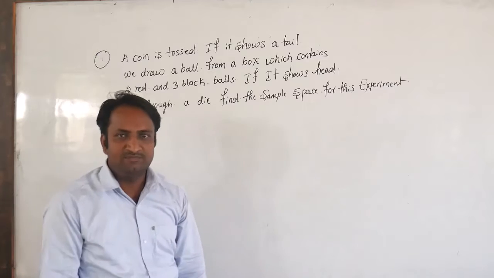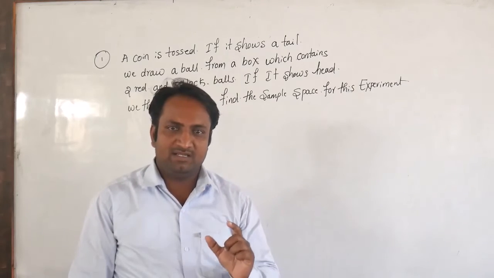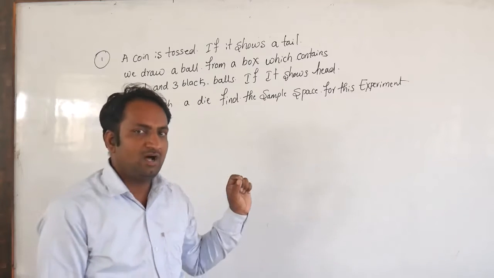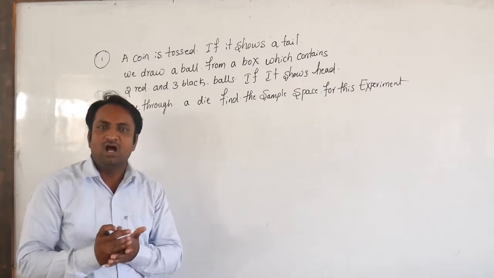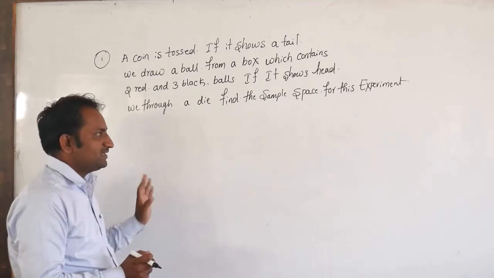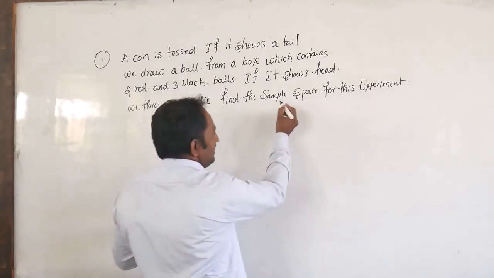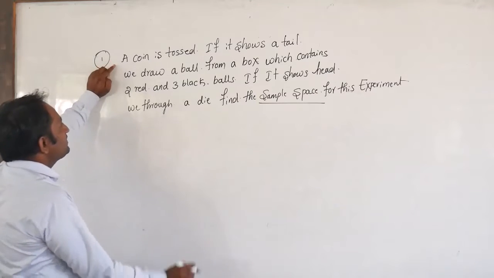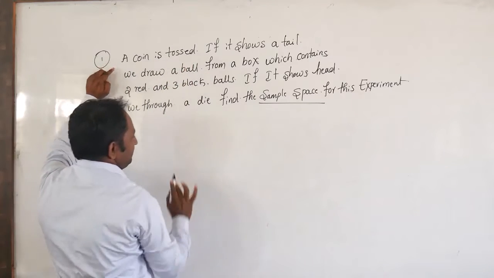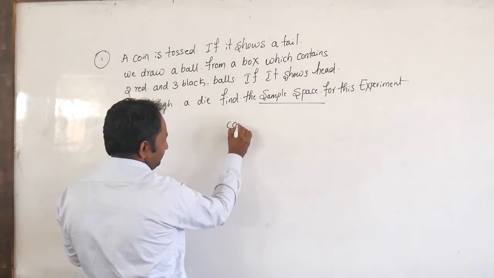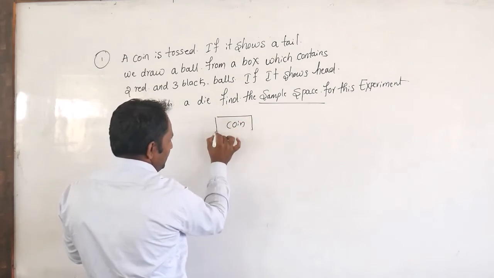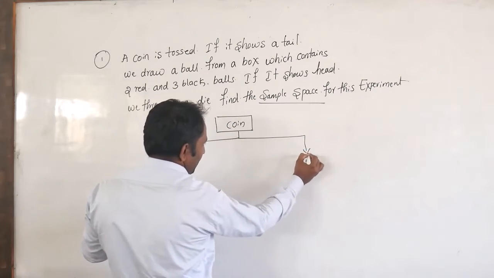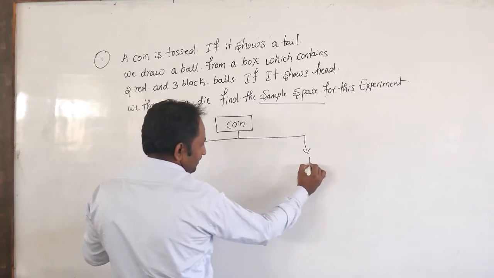Possible results of a random experiment are called outcomes. The set of all outcomes is called the sample space. Here the sample space means the set of all possible outcomes. First consider a coin. When the coin is tossed, the possible outcomes are head and tail.